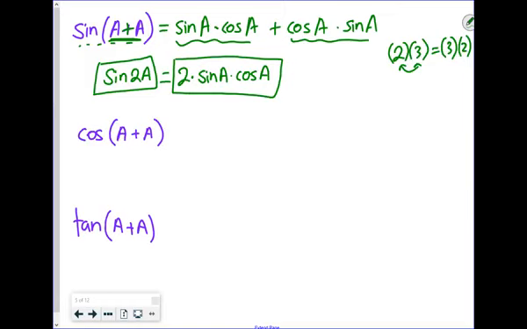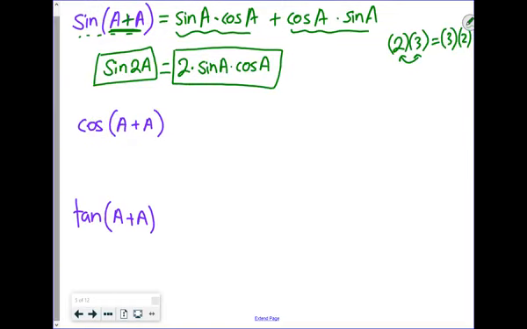Let's do the same for cosine and tangent. This is like cos A plus B, but the B is just exactly the same as the A. So for this one I'm just going to write out the cosine identity. Cosines change sign, so this was a plus, so I write minus. Then I write the sine times the sine. Then just put in your angles, and we normally go A, B, A, B. This time we're just going A, A, A, A.